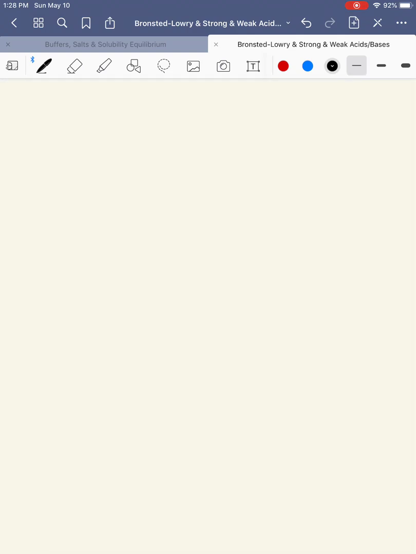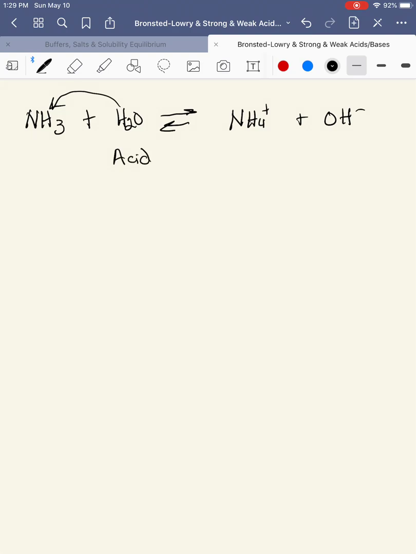Let's say we have ammonia, NH3. And we're going to use water again as our reactant. And the products of that are going to be NH4 plus and OH minus. So since we have an OH minus, we know that we have a base for sure present here. Well, in this case, H2O gives up a hydrogen. Therefore, it is the Bronsted-Lowry acid. So it donates the hydrogen, or donates the proton. Ammonia accepts the proton, therefore it is the Bronsted-Lowry base.